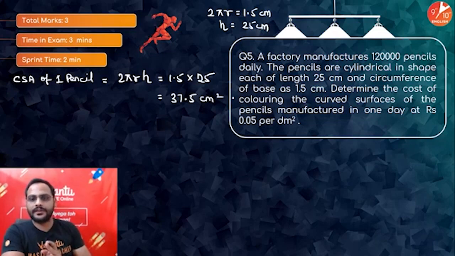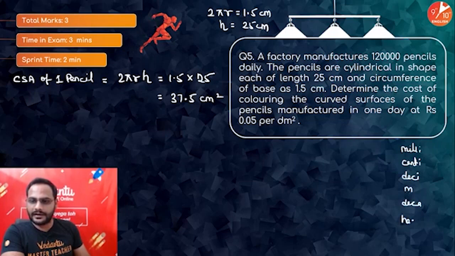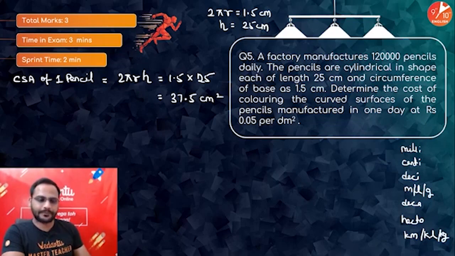Alright. Now they are saying the cost is rupees 0.05 per decimeter square. So you should know this: milli, centi, decimeter, deca, hecto, kilometer. Here in place of meter you can get liter also, kiloliter, or gram, then kilogram. So as you come down, divide by 10. Say 1 millimeter, how many centimeter? 1 by 10 centimeter.